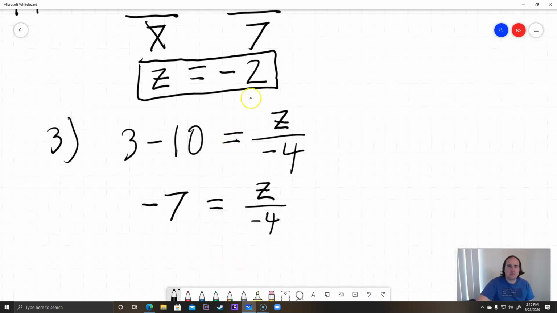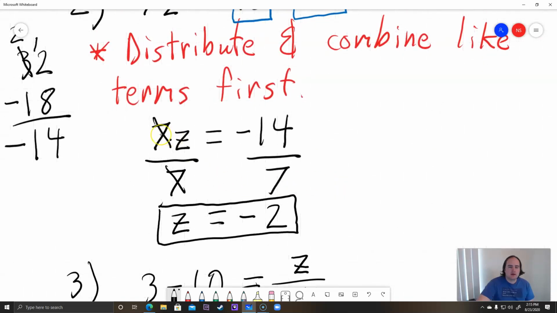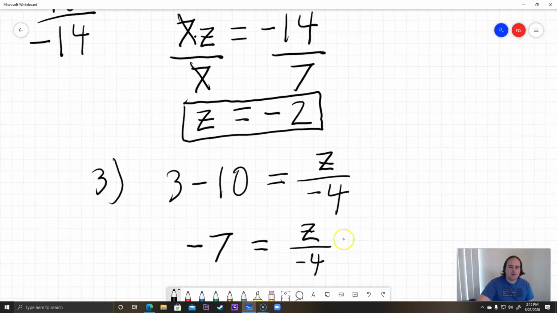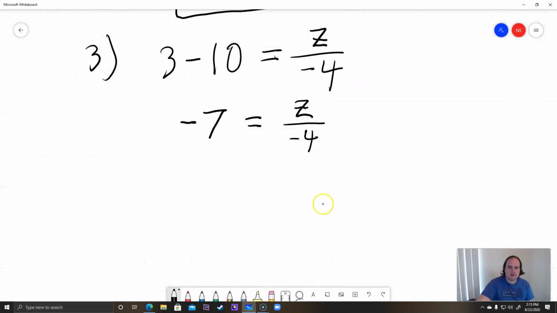Well, on the last problem that we were looking at, to get rid of the 7 in 7z, we had to divide both sides by 7, because the opposite of multiplying is dividing. Well, here we kind of have the reverse situation. Here we have z divided by negative 4. So how are we going to get rid of the negative 4? Well, we have to do the opposite of dividing by negative 4, which is multiplying by negative 4. Okay, so we actually multiply both sides by negative 4.